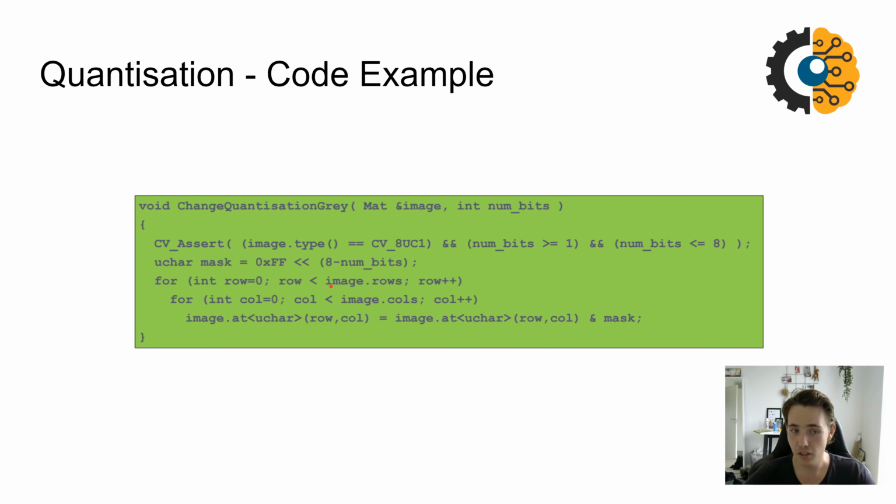In this case, we just change the quantization to gray, where we take each individual pixel and AND that pixel with the mask we set up here.